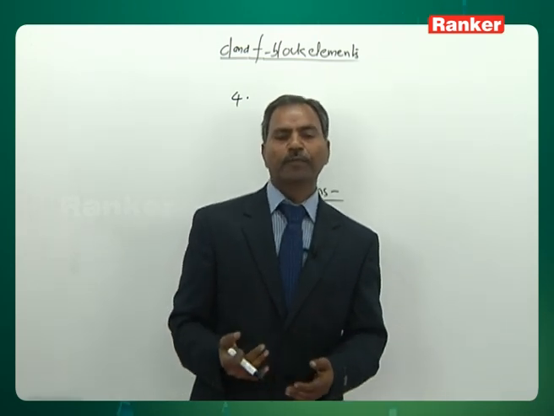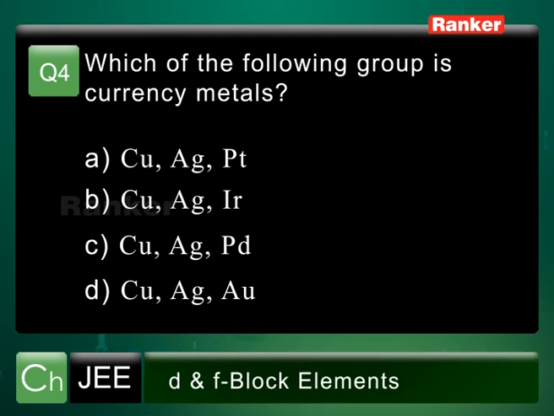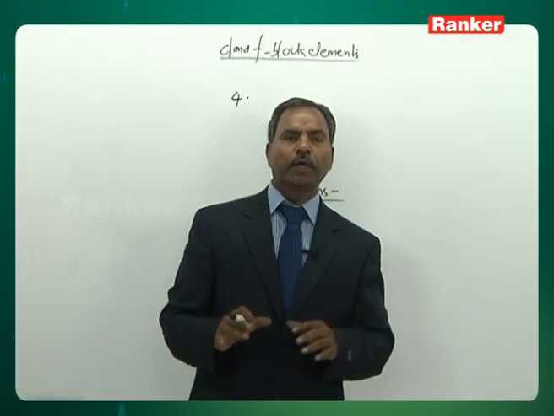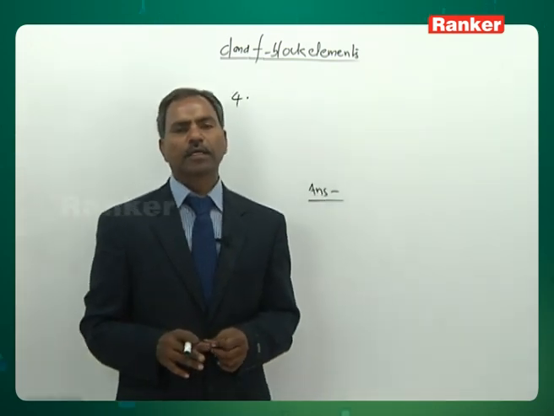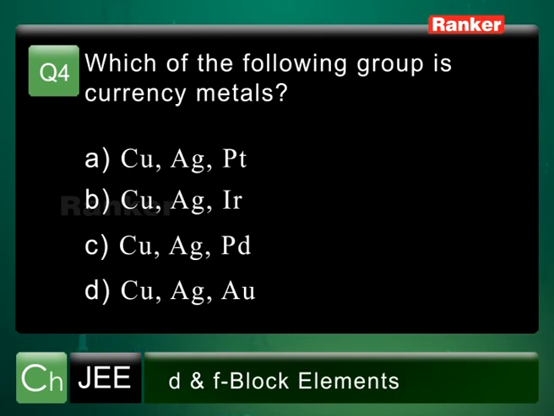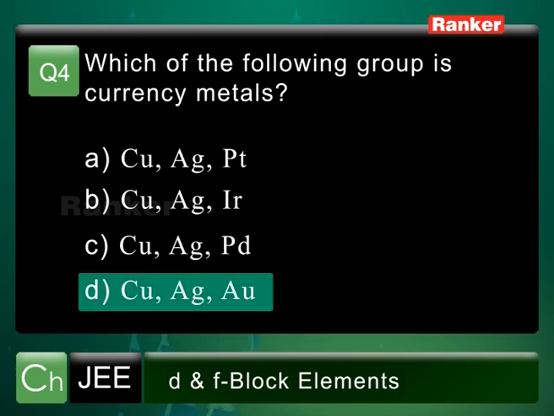Here, option A gives copper, Ag, platinum; option B gives copper, Ag, iridium; and option C gives copper, Ag, palladium. But only copper, Ag, Au are used in the manufacture of coins. Therefore, for the fourth question, option D is the answer.